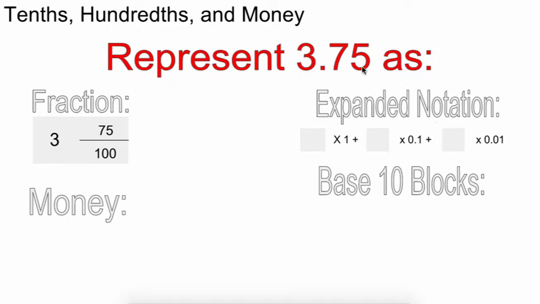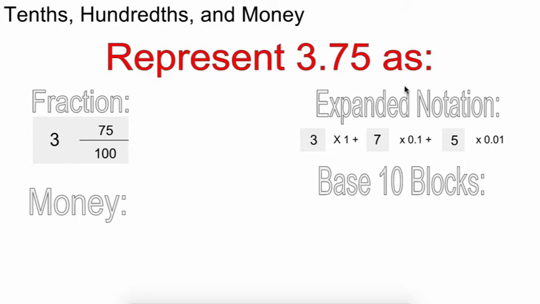Plus we have 5 in the hundredths place. So it's going to be 5 times 1/100. So we have 3 times 1 plus 7 times 1/10 plus 5 times 1/100. So that's the same as 3 and 75 hundredths. You add all that together, you get 3 and 75 hundredths.